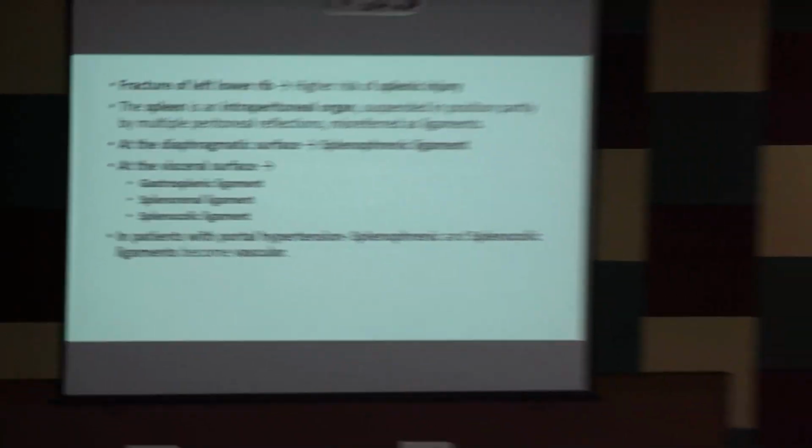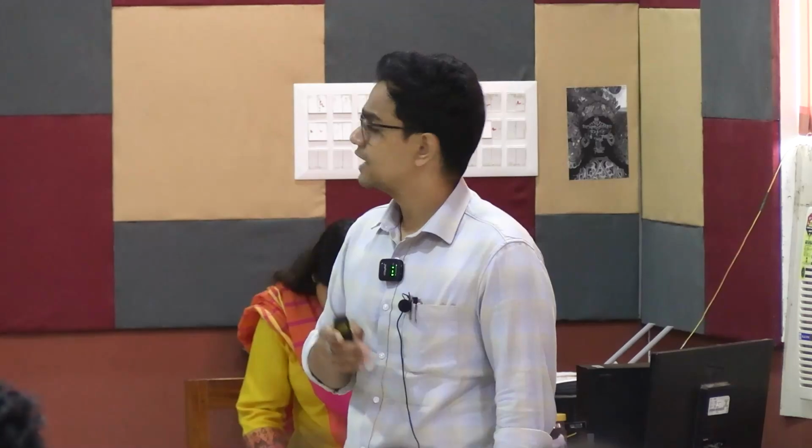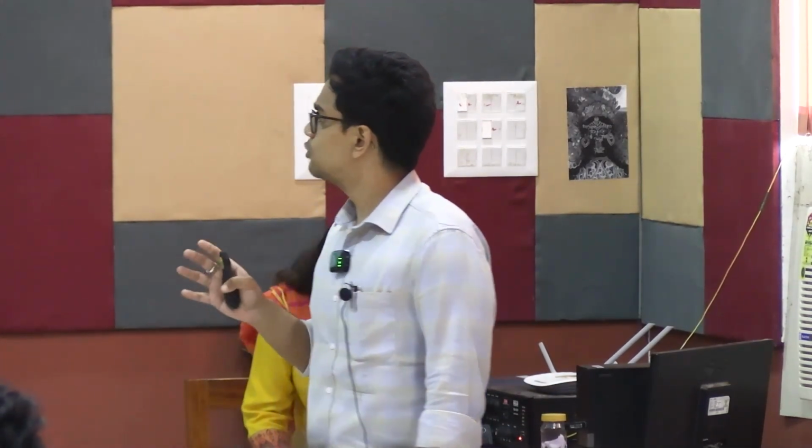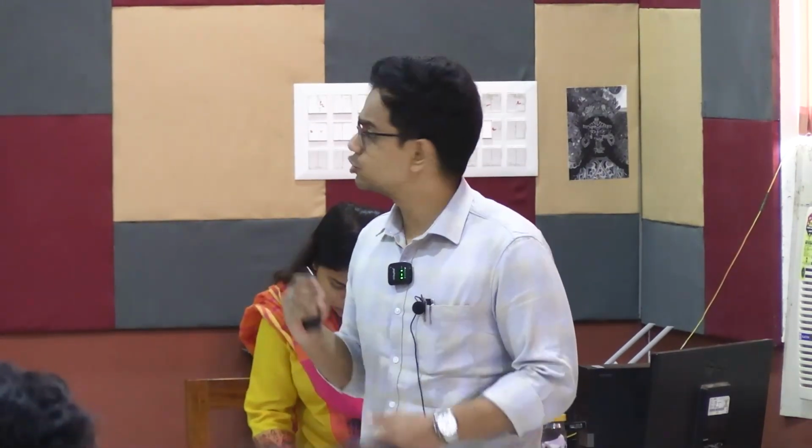Now at the diaphragmatic surface, there is a splenophrenic ligament. At the visceral surface, there is the gastrosplenic ligament that connects the spleen to the stomach, the splenorenal ligament, spleen to the left kidney, and the splenocolic ligament. In patients with portal hypertension, the splenophrenic and the splenocolic ligaments become vascular, which is otherwise avascular. The gastrosplenic ligament carries the short gastric vessels superiorly and the left gastroepiploic inferiorly. The splenorenal ligament houses the splenic vessels as well as the tail of the pancreas.